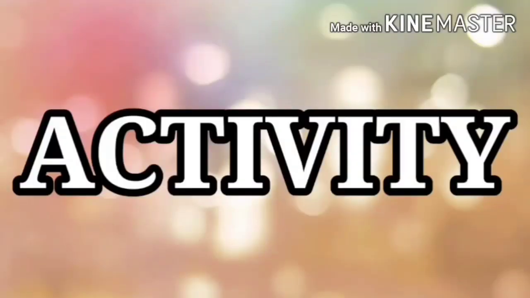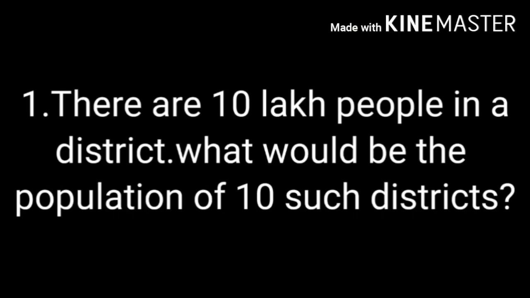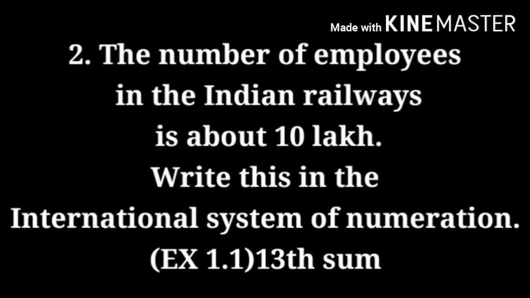Hope you all finished the last class activity. Write down the practice sums in your notebook. Here the first sum is: there are 10 lakh people in a district. What would be the population of 10 such districts? And the second sum is: the number of employees in the Indian Railways is about 10 lakh. Write this in the International System of Numeration.